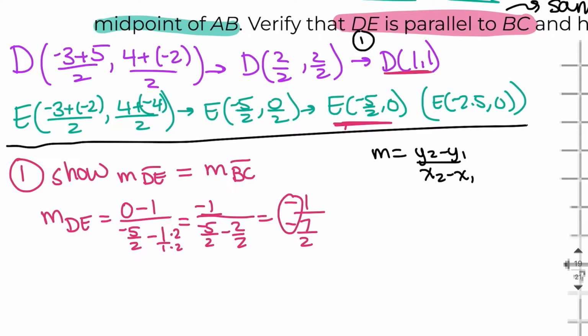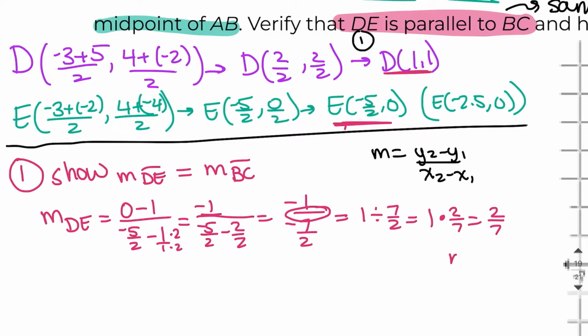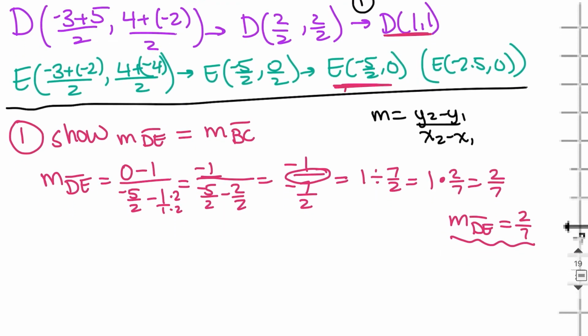Now we know that these double negatives are going to cancel each other out, so I'm just going to rewrite this right here. We also know that this means division. So we get 1 divided by 7 over 2. Don't forget that we change, so I get 2 over 7. So here we can say that the slope of DE is equal to 2 over 7. And actually I don't want to put a box around that because that's not my final answer.